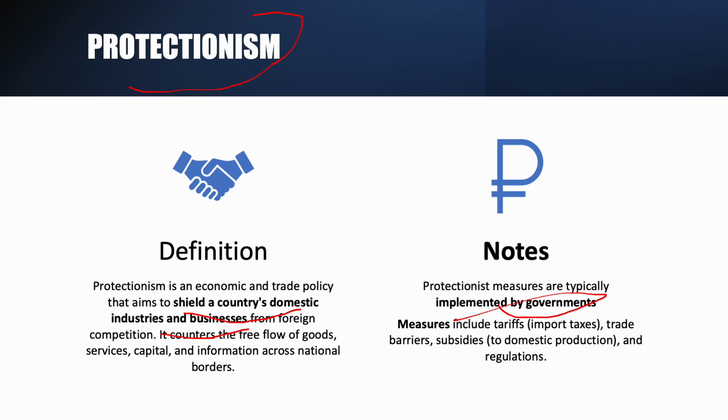How do they have these measures? They include tariffs, which are import taxes, and trade barriers. They would not allow trading, or they would put barriers such that only a certain amount of some good can be imported. Those are trade barriers. Subsidies shall be given to domestic production, thereby they are able to sell it cheap. And there could be some regulations enforced on the imports, thereby reducing imports and leading to protectionism.